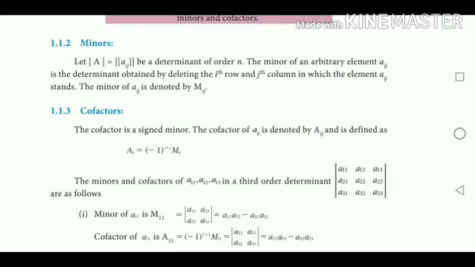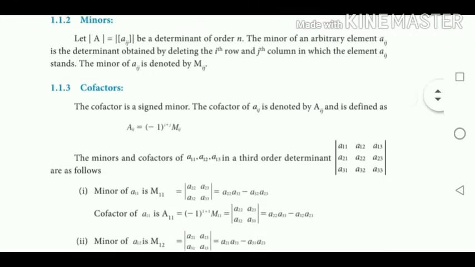By deleting the ith row and jth column, first row, first column. If it is the second row, then the second row and second column are deleted, in which the element stands. The minor of a of ij is denoted by m of ij.